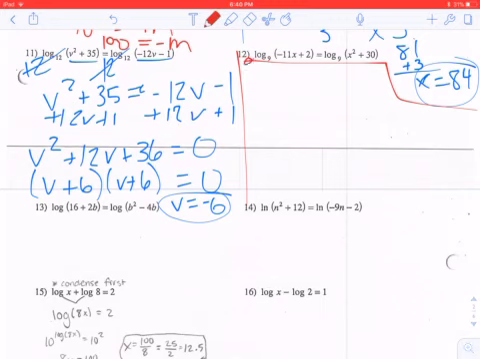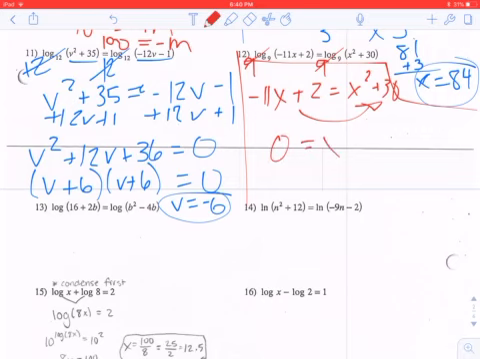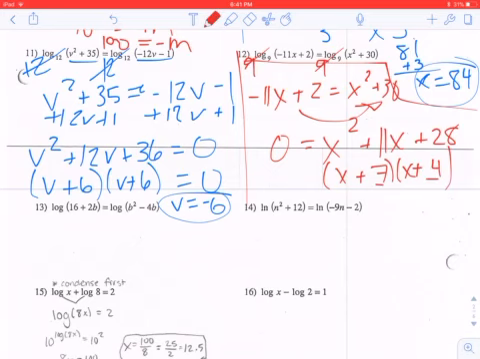Raise both sides with a base of 9. Cancel out the log base 9. And we're going to have a similar scenario here. Negative 11x plus 2 equals x squared plus 30. I like to keep my x squareds positive, so I'm going to move this stuff over here to get 0 equals x squared plus 11x plus 28. x plus 7 and x plus 4 are my factors because 4 times 7 is 28 and 4 plus 7 is 11. So I'll get two solutions here.